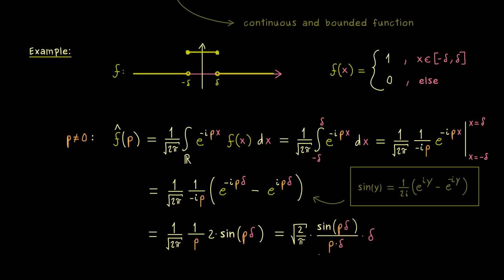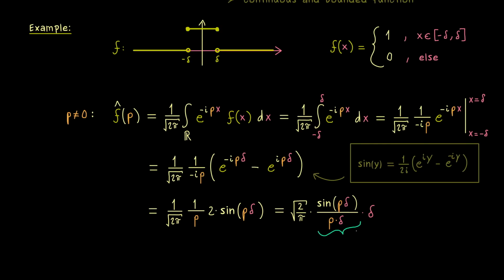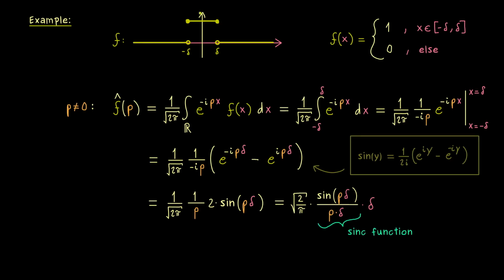Please note, writing it like that is helpful because what we find here is the so-called sinc function. And this one is a continuous function which has the value 1 at the origin. Hence, the essential result is that our characteristic function here has the Fourier transform given as the sinc function scaled with delta. Which means if delta grows larger and larger, the value at the origin for the Fourier transform also grows with delta.